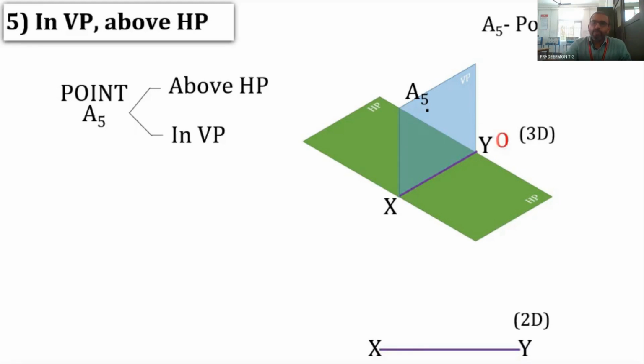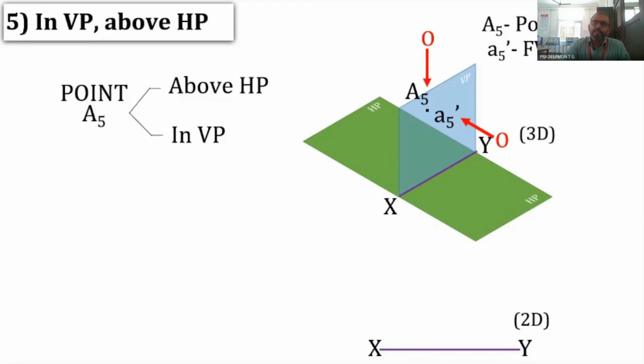When the observer looks from this direction in order to get the front view, since the point is lying in VP itself, there is no need for an imaginary ray of light. Since it is already lying in VP, that particular point will be the front view also. So the actual point as well as the front view will coincide in this case. The front view will be here itself.